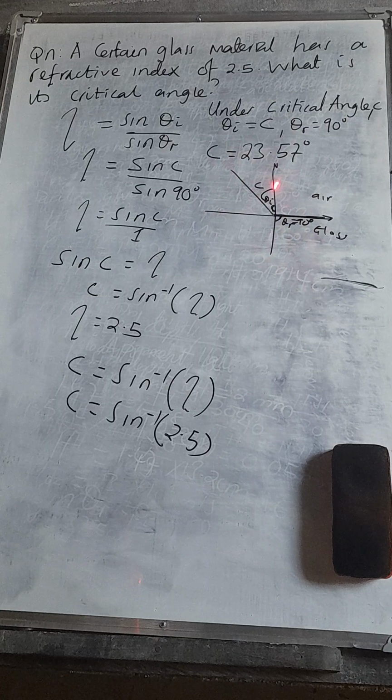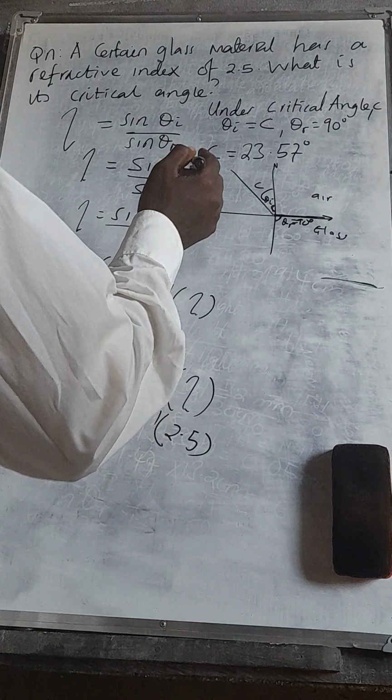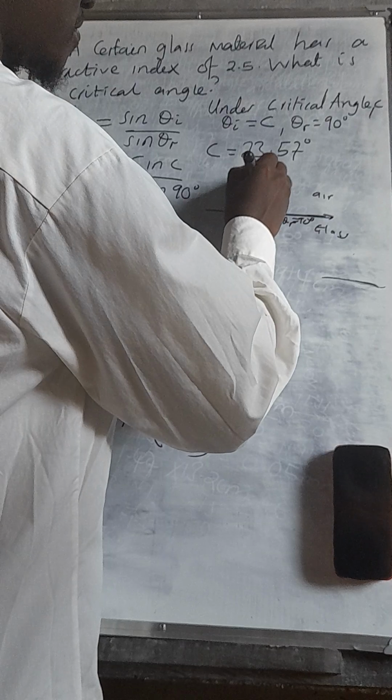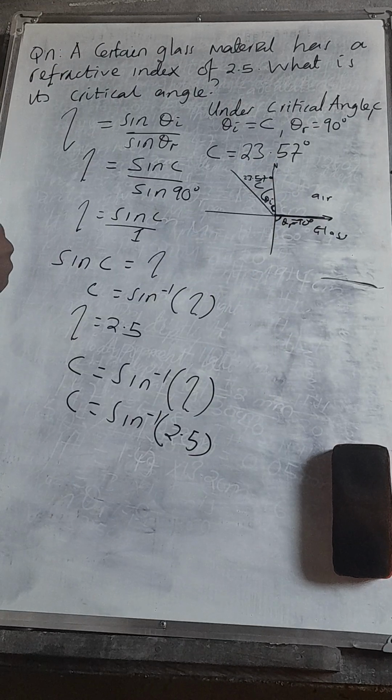So under this question now, unaona kwamba critical angle tumepata 23.57. That is very important to note. So it is very interesting lesson. Kitu muhimu ni kukumbuka kanuni na kuweza kuzingatia kwamba the sine of critical is equal to refractive index. So finally you can substitute to get the answer.